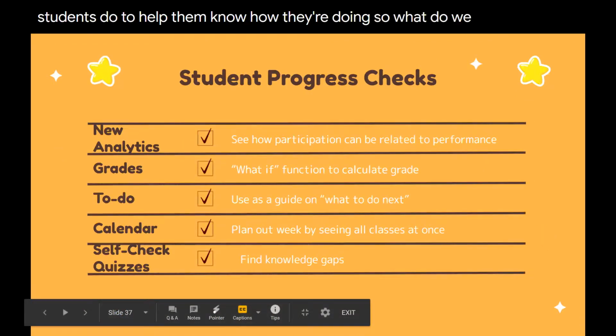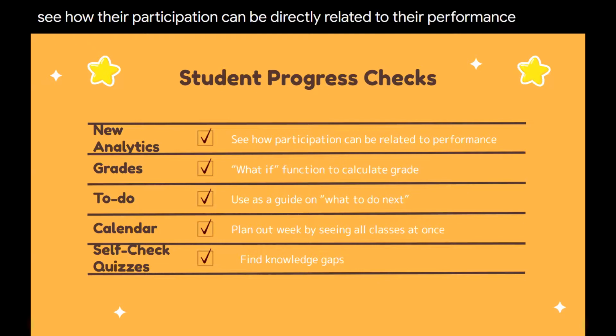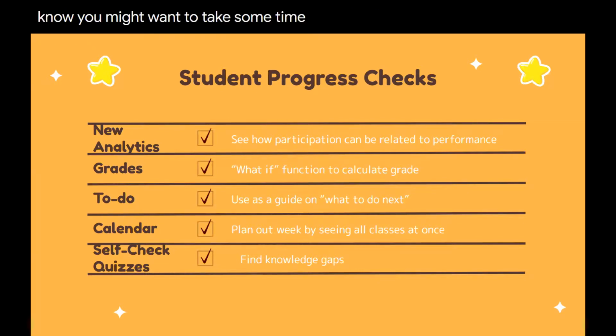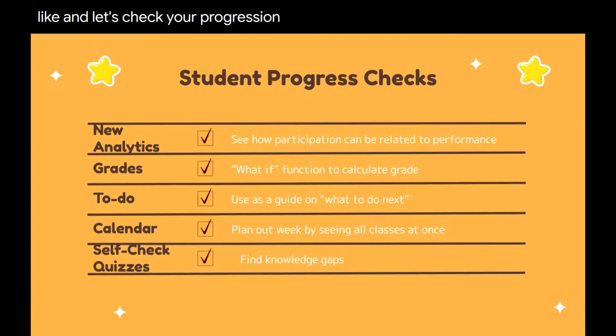So what do we have in Canvas? We have new analytics. So you can turn that on for students to use so they can see how their participation can be directly related to their performance. You know, you might want to take some time about week 3 in a course and say, hey, let's talk about your analytics for your course and what does that look like? And let's check your progression and maybe do a little quick tutorial for your class and send a little video about how they can find it and what they might uncover themselves.